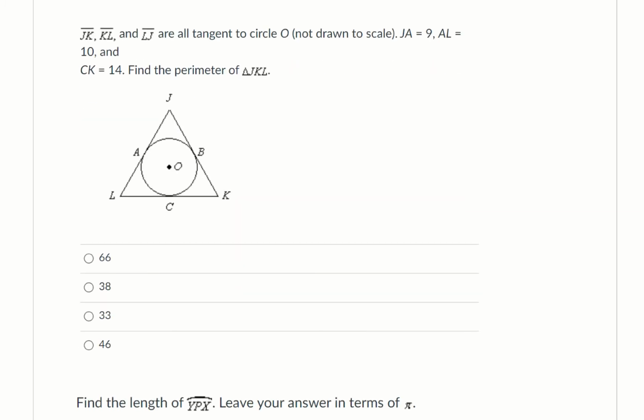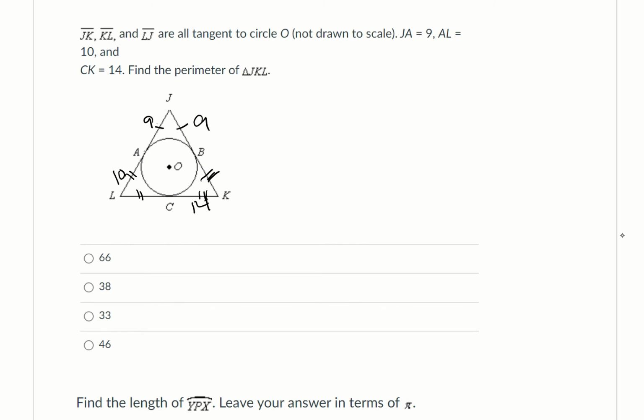All right, so JK, KL, and LJ are all tangent to circle O. JA is 9, AL is 10, and CK is 14. Find the perimeter of triangle JKL. Well, by the segments of tangents theorem, if you have two tangents that meet at a common point, then those two tangents are congruent. The length is the same. So those are congruent, these are congruent, and these are congruent.